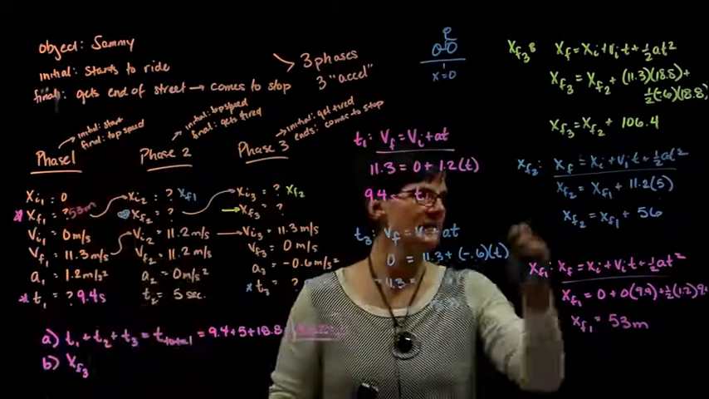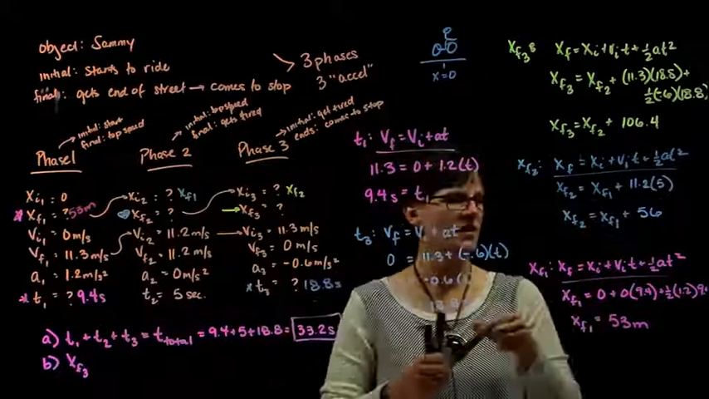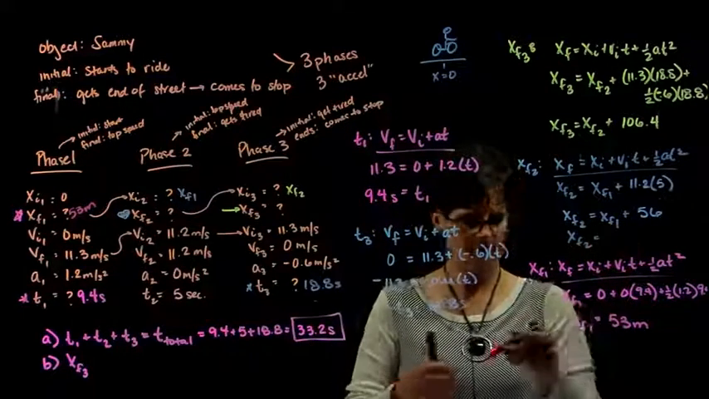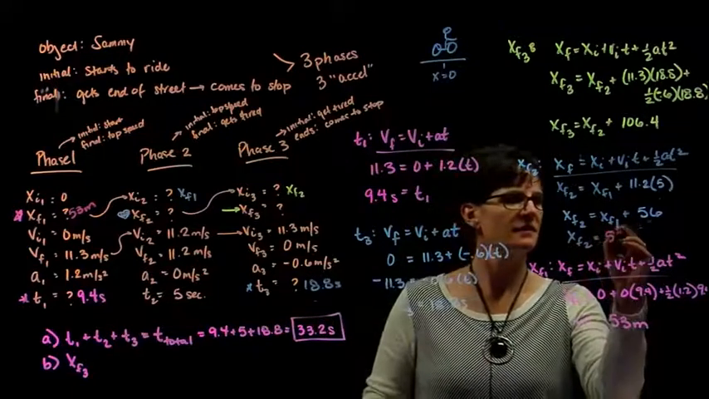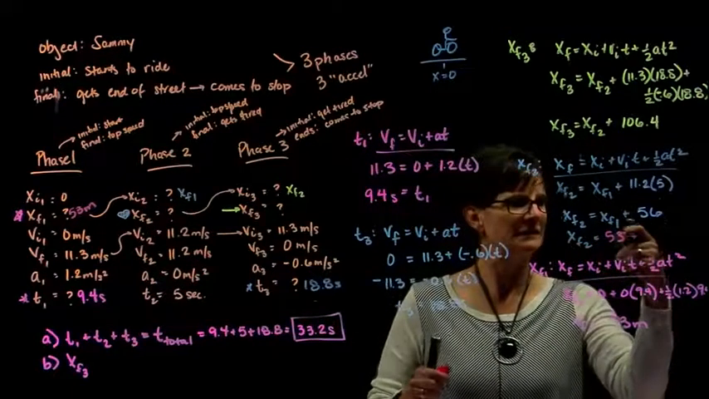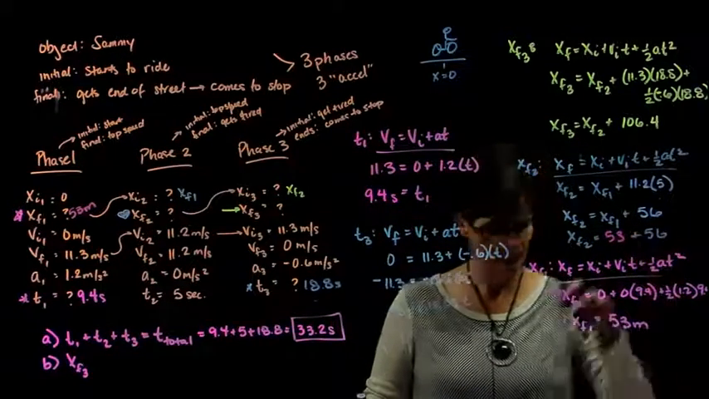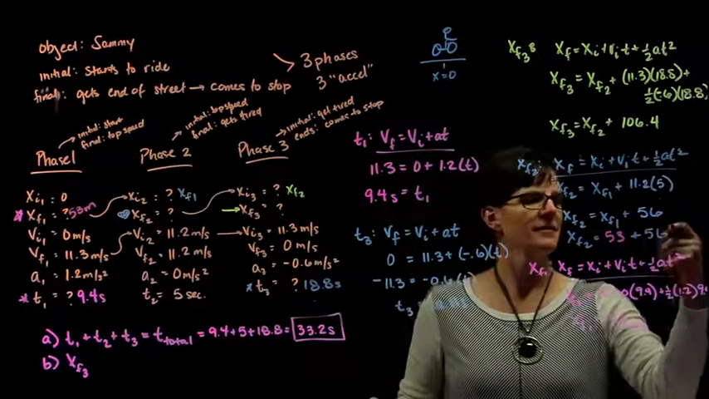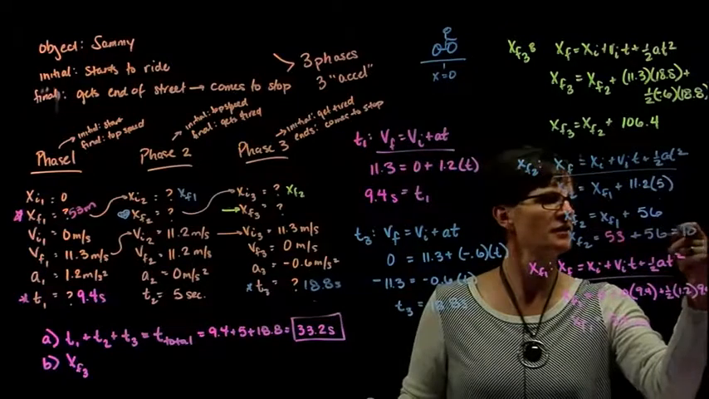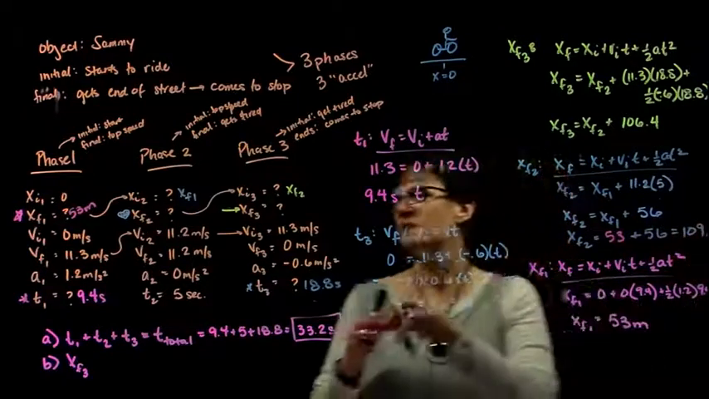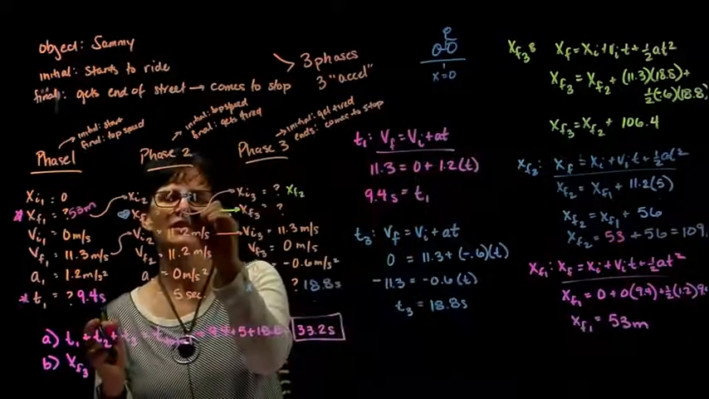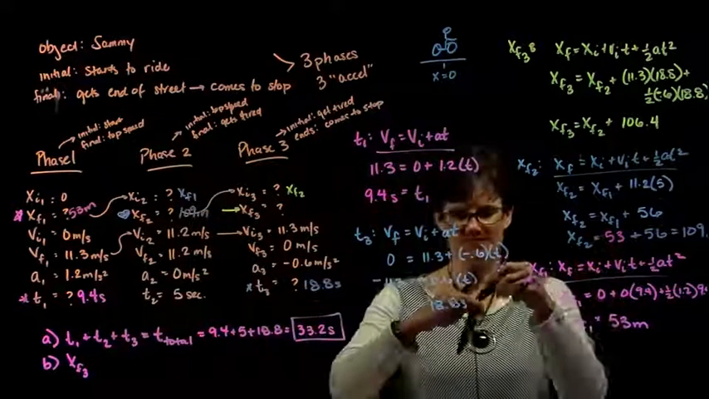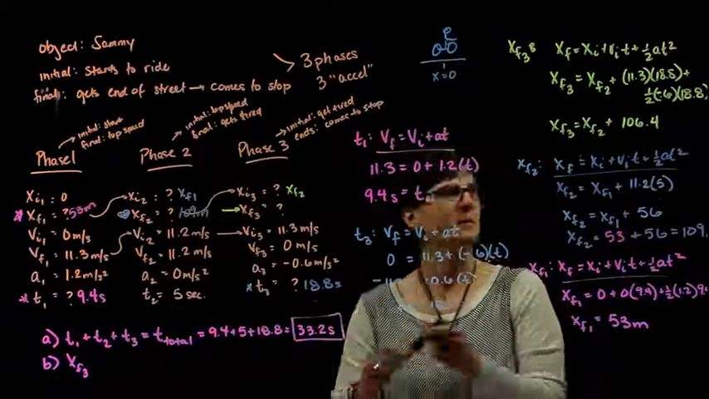Okay, so that can go in here, which means it can go up here. So I have x final 2 is equal to 53 plus 56, and I get 109. So x final 2 is equal to 109 meters. So I can put that in here, which means it can go up here. I do like to keep my color scheme.